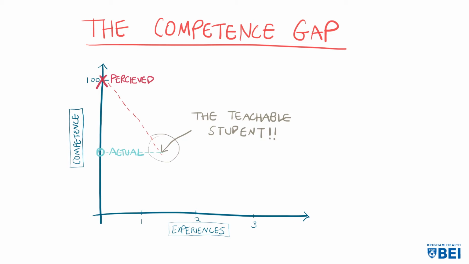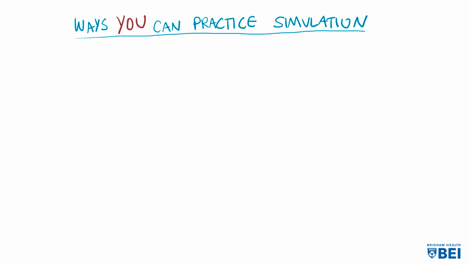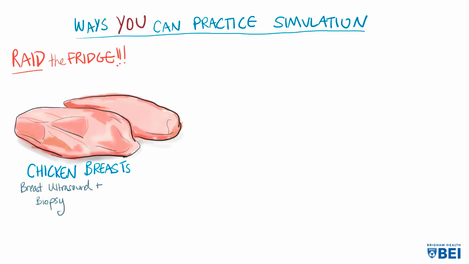So to switch gears over to some ways that you can start using simulation pretty easily in your program, one of the things that we actually use a lot are products that you can buy at your grocery store. We walk down the street and buy a lot of things that we use for simulation. We use chicken breast as well as pork ribs, cow tongue, and other things that you can buy from a butcher for a number of programs, including a breast ultrasound and biopsy course.